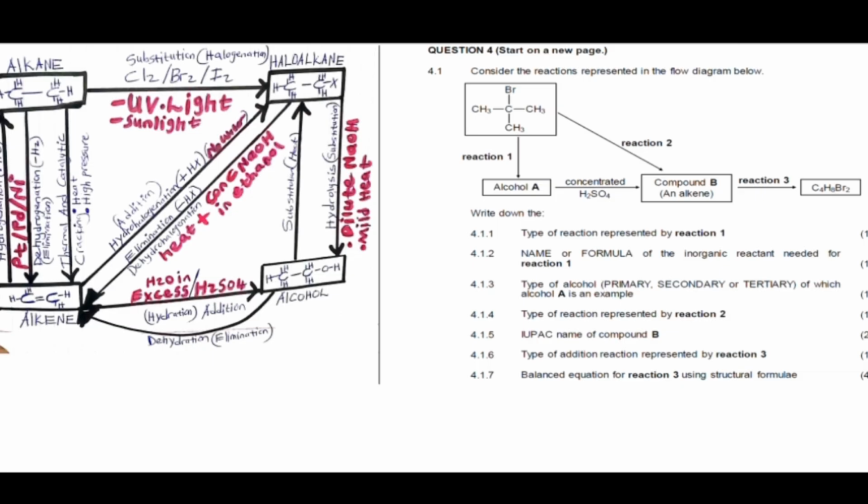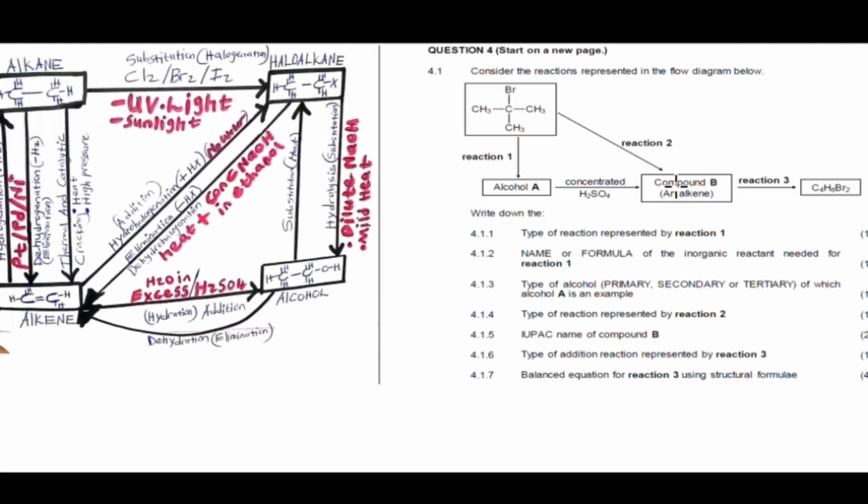Consider the reactions represented in the flow diagram below. You can see that there is a haloalkane because of the presence of the bromine atom. The haloalkane undergoes reaction 1 to form the alcohol. What alcohol is that? It is alcohol A. From alcohol A, we're going to add the concentrated sulfuric acid to form compound B. And we can see that that haloalkane undergoes reaction 2 to form an alkene.